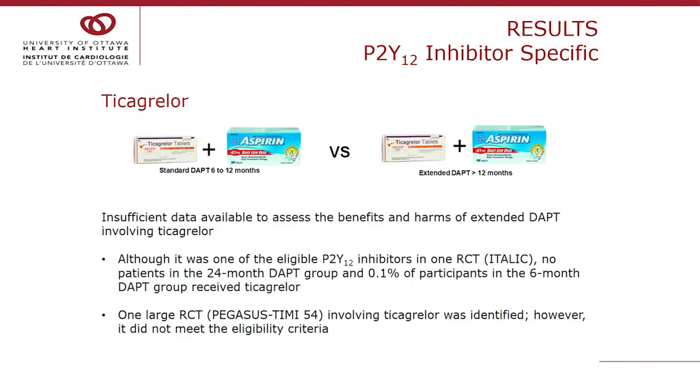Okay. And then finally for ticagrelor, insufficient evidence all around. Only one eligible trial, the Antiplatelet trial, actually had these types of patients in it, but only 0.1% of the participants in the short term received it, and nobody received it in the longer term. So we couldn't say anything about ticagrelor. There is one large study we were asked about, why we didn't include it, which is the PEGASUS TIMI 54. It involved ticagrelor. It was identified, but it did not satisfy several of our inclusion criteria. For example, not everybody had a PCI before randomization.